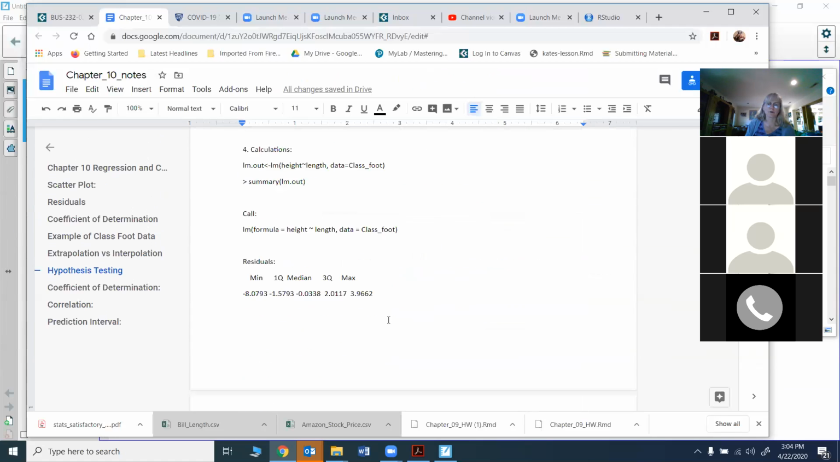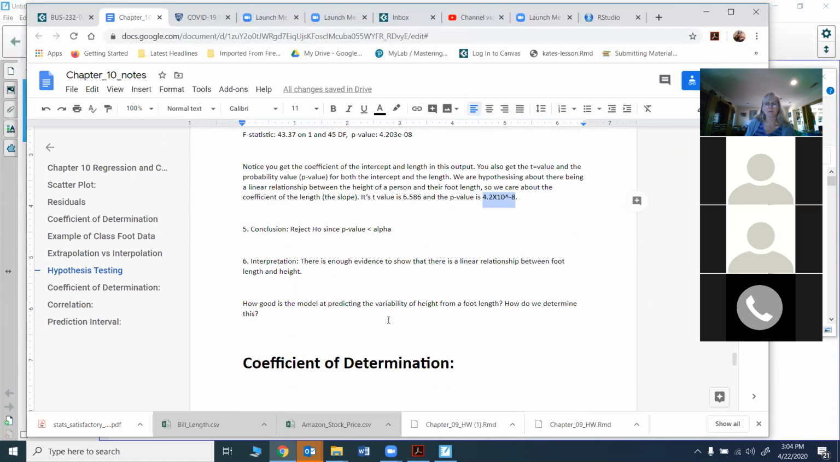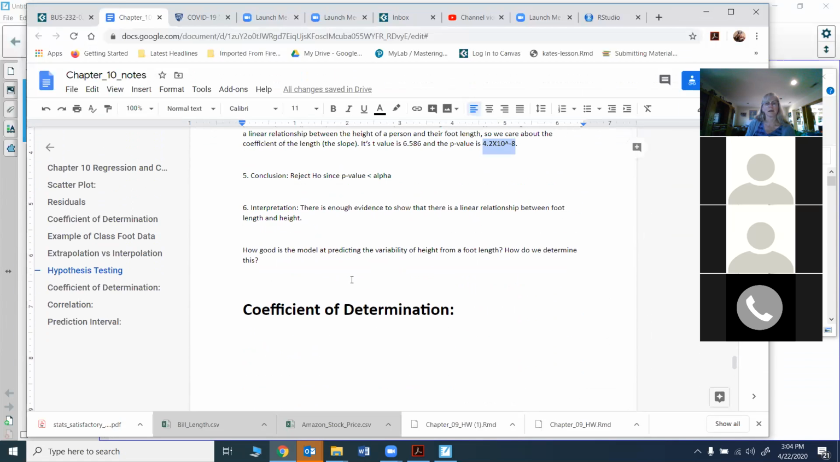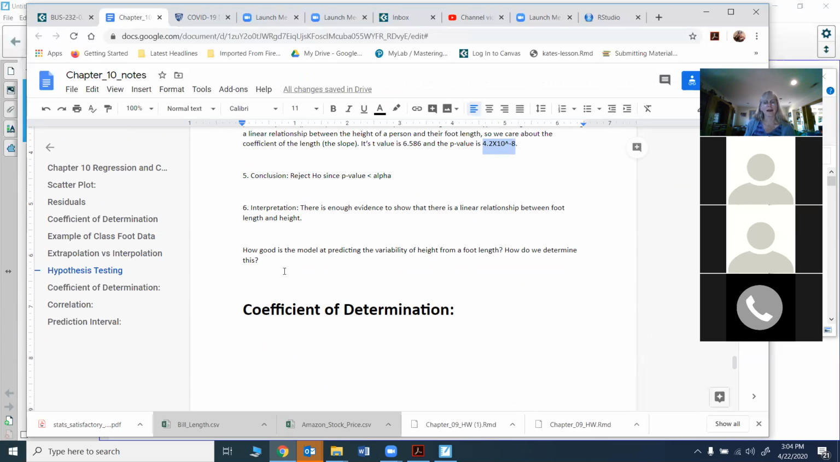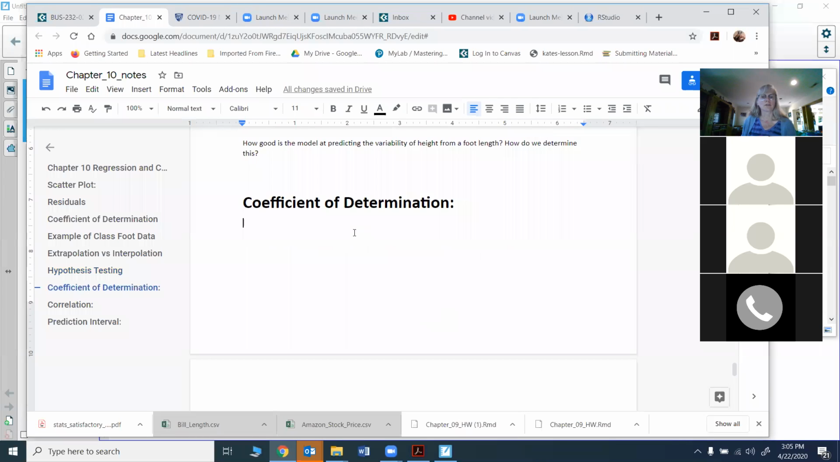That's really the next question we want to ask. And that was actually the purpose behind the group work you did: how good is the model at predicting the variability of height from foot length? And how do we determine this value? That group work, which unfortunately I haven't had a chance to grade, is where we talked about this thing called a coefficient of determination. Can anybody give me an idea of what coefficient of determination was?